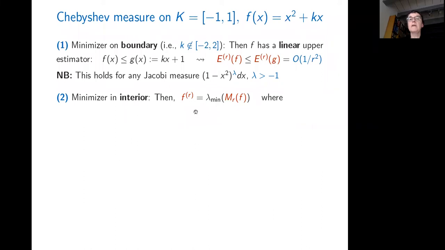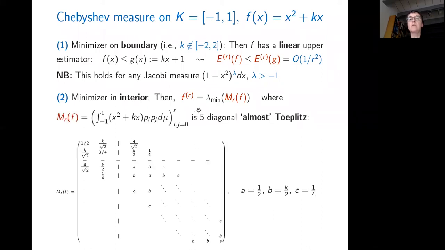So let's just go back to what we just learned, that the bound is the minimum eigenvalue of the moment matrix. Now the moment matrix, which I show here, is going to be 5 diagonal, and it's almost Toeplitz. So for any Jacobi measure, it would be 5 diagonal. But now, since I am restricting myself to the case of the Chebyshev measure, we can see that it's almost Toeplitz. So it's Toeplitz except for the first two rows and columns where you have other more complicated values.